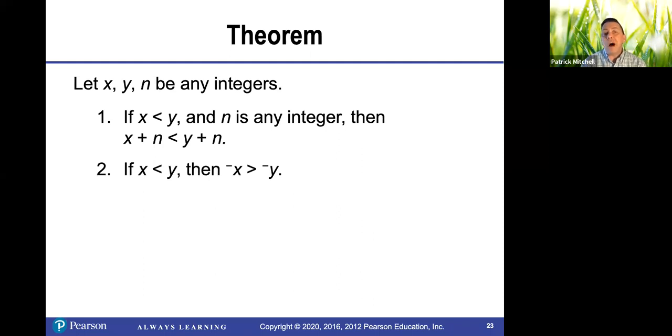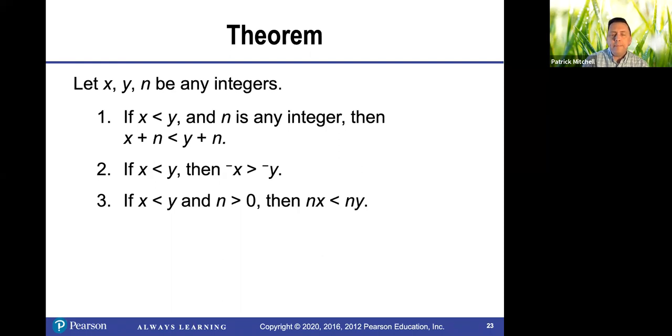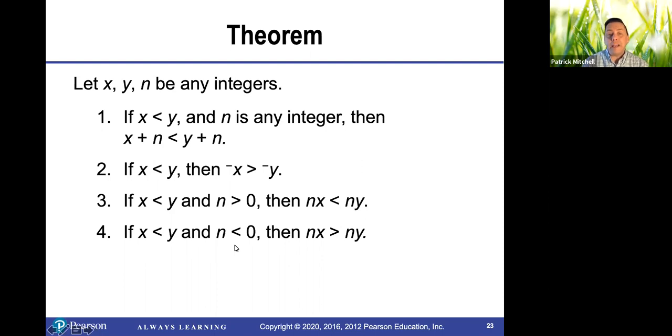If X is less than Y, then the opposite of X is greater than the opposite of Y. And then generalizing that a little bit coming up, if X is less than Y and N is positive, then N times X is less than N times Y. So you're allowed to multiply a positive integer on both sides of an inequality. However, if you multiply a negative integer on both sides of an inequality, you have to reverse the inequality sign, remember? If X is less than Y and N is negative, then N times X is greater than N times Y.